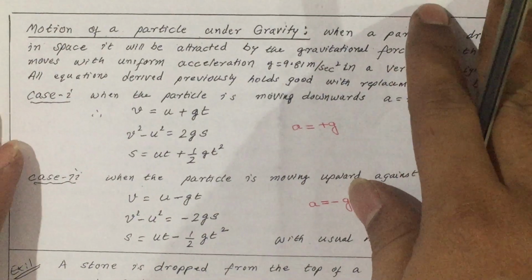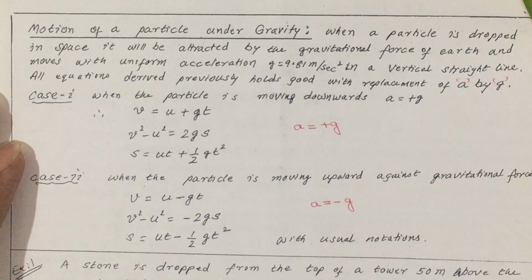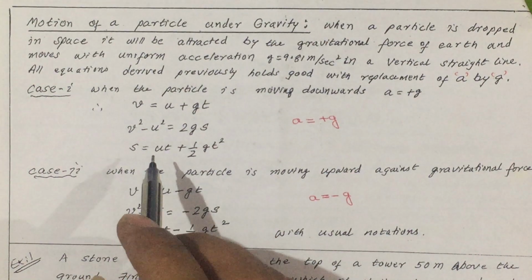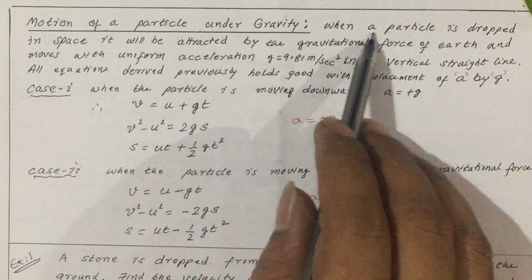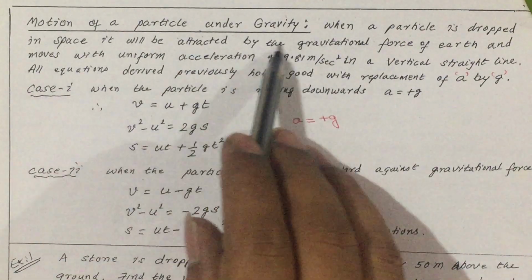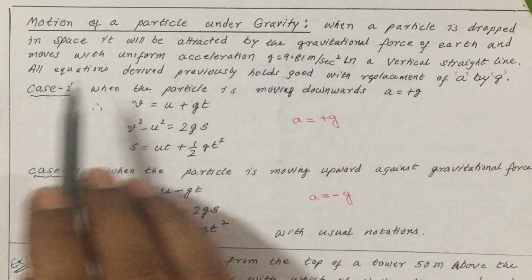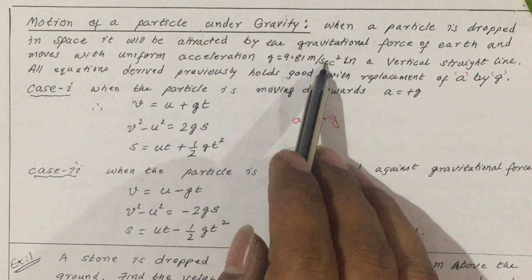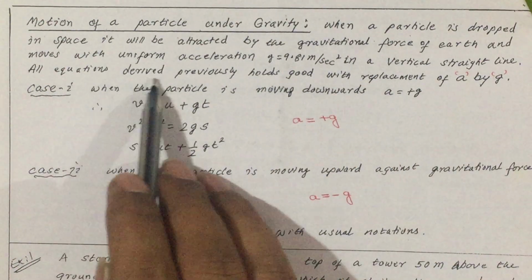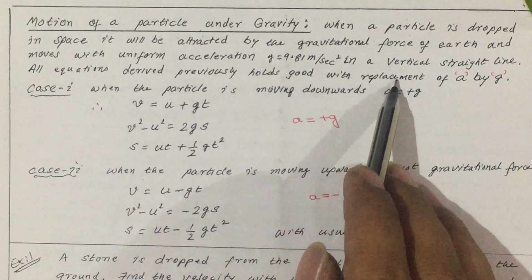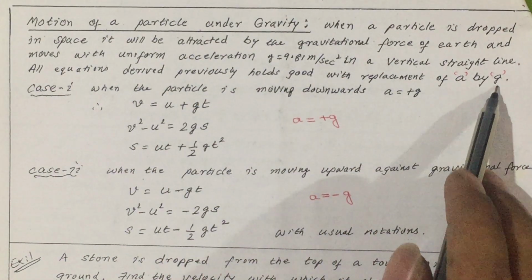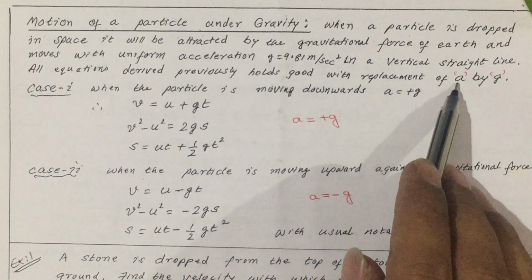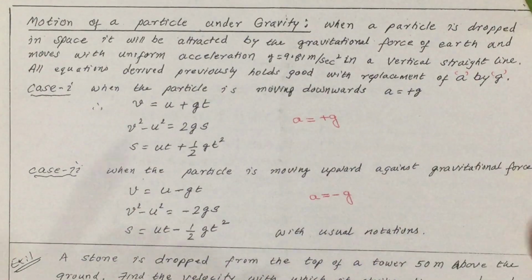Here we also come across the motion of a particle under gravity. Nothing but the A will be replaced by G. When a particle is dropped in space, it will be attracted by the gravitational force of the earth and moves with uniform acceleration. G is equal to 9.81 meter per second square in a vertical straight line. All equations derived previously hold good with the replacement of A by G. If the acceleration acts on a body, then A will become acceleration due to gravity, that is G.